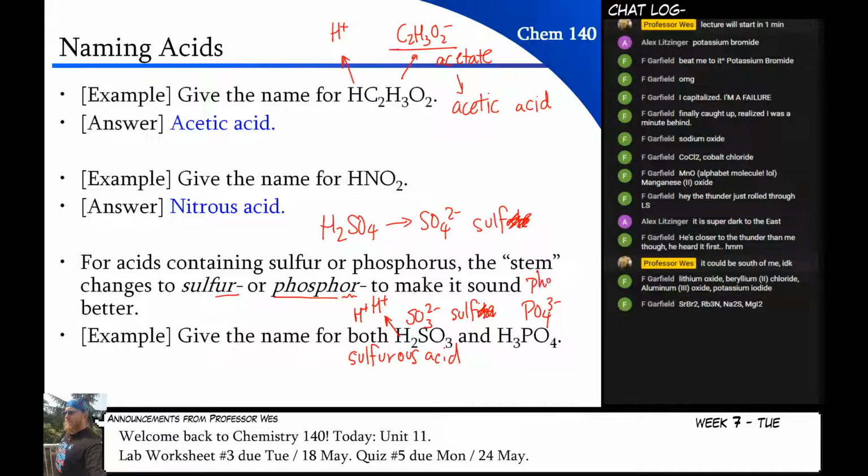This is phosphate. Phosphate ends in ate, so we're going to have the ate rule, but we're going to get rid of it and then adjust it so it becomes phosphoric acid.